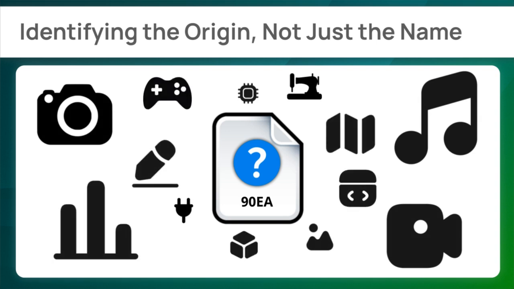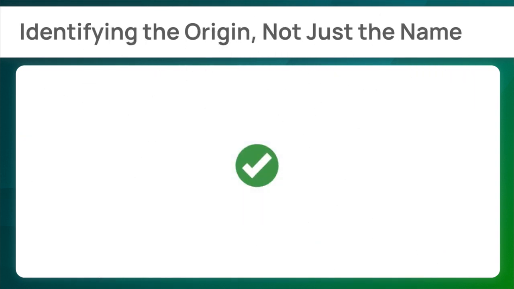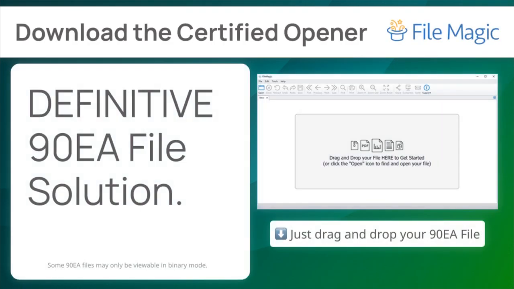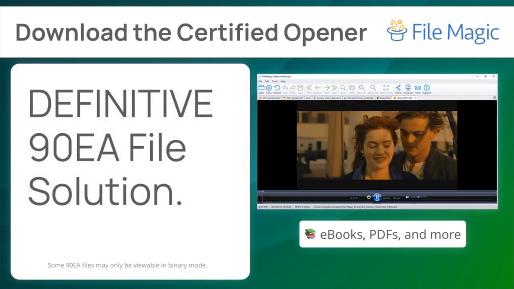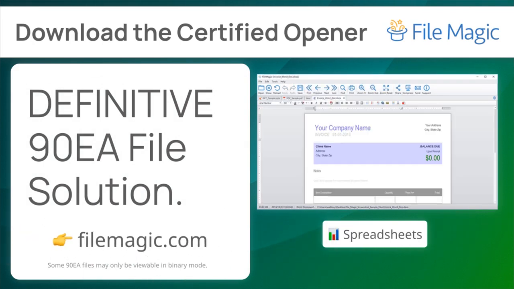A universal viewer is designed to act as a versatile tool for identifying many formats, providing a reliable way to attempt access when standard programs have failed. Since the manual approaches didn't work for the file, the smart move is to use File Magic, which provides the one-click solution you need. Available at filemagic.com.